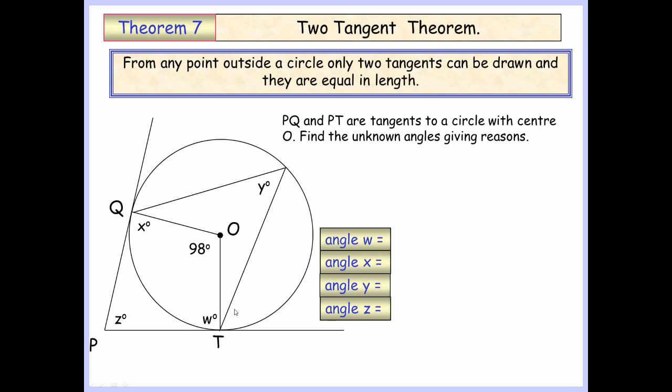So w, start here first. We have a tangent and a radius. This angle must be 90, using the tangent and radius rule, or theorem should I say. x.